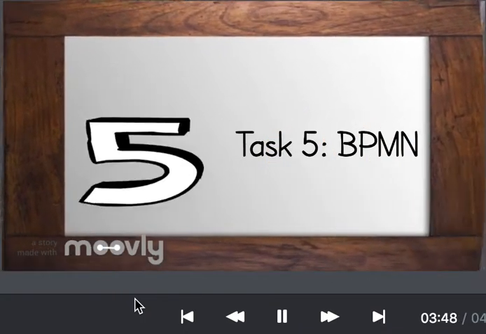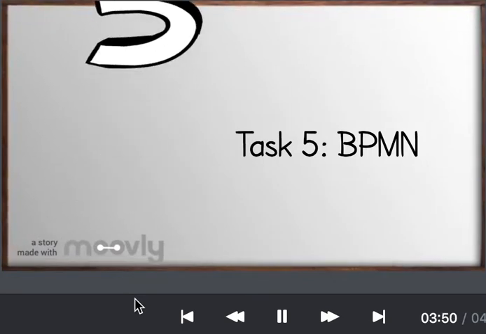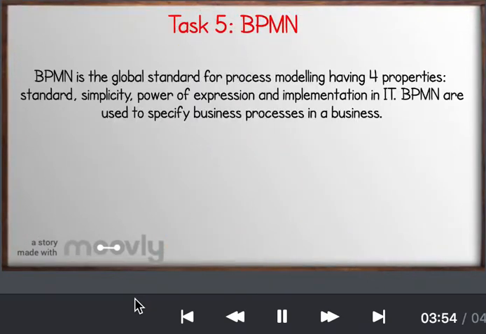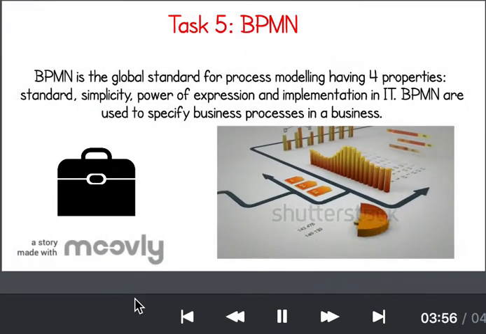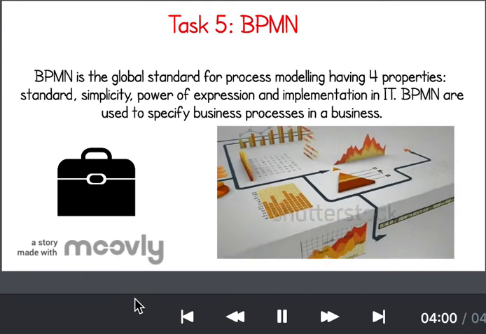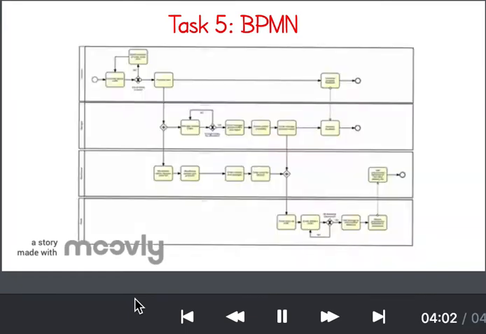BPMN, or Business Process Modeling Notation, is the global standard for process modeling, having 4 properties: standardization, simplicity, power of expression, and implementation within IT. BPMNs are used to specify business processes within an organization.